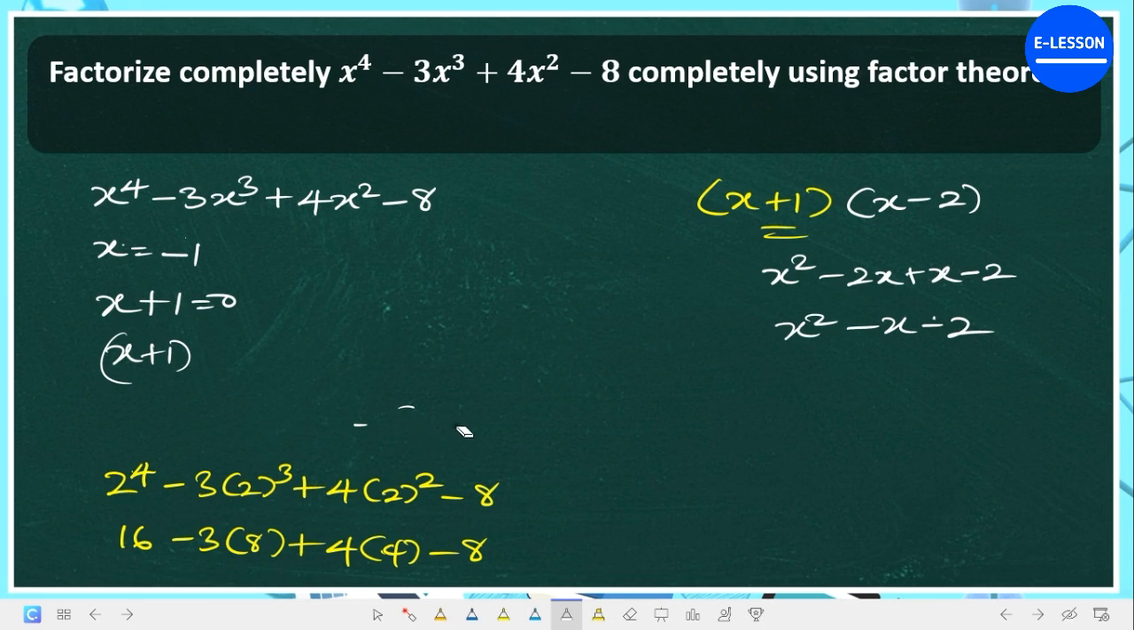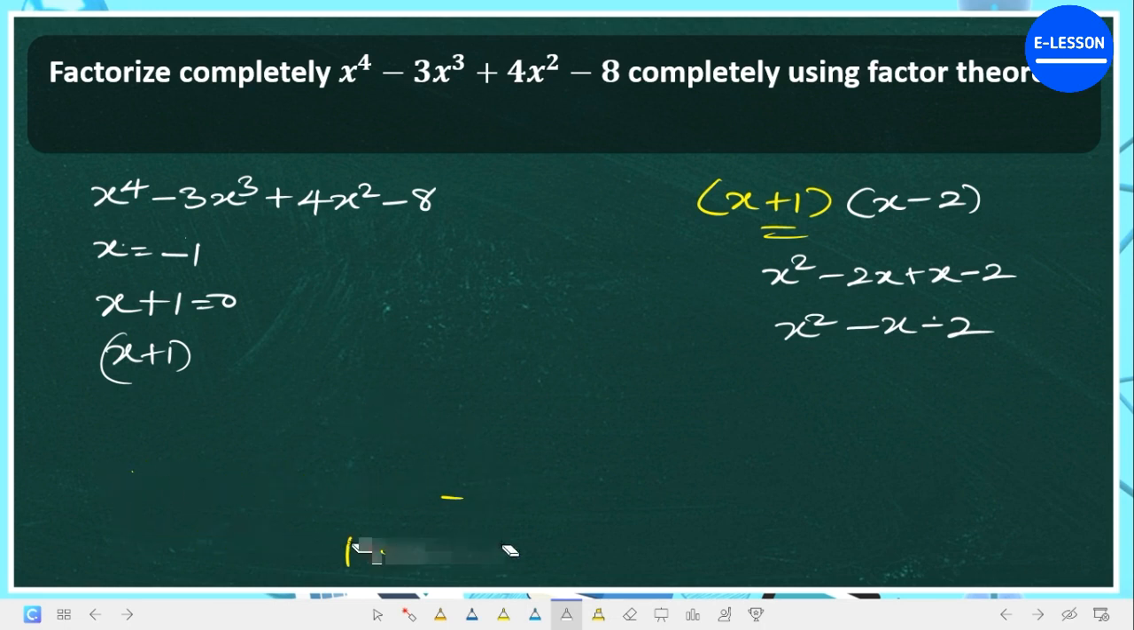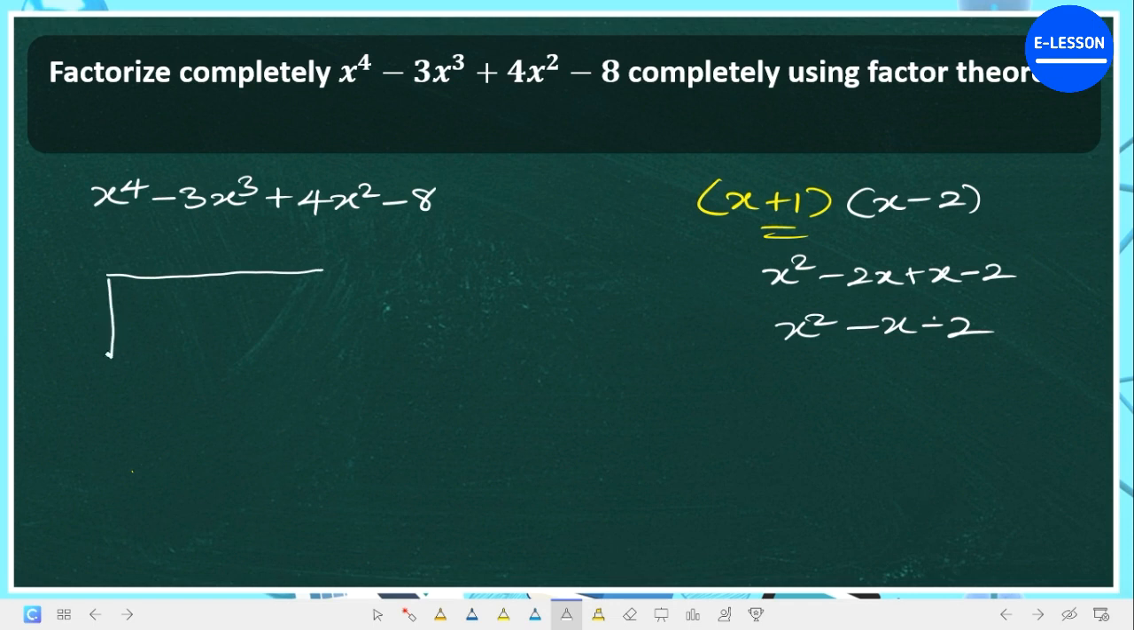Now, what we are going to do is use that expression to divide this using the long division method to get our last factor. We are trying to use the factor theorem. This is how the factor theorem works. Okay? So, let's divide this. You have this. What do we have there? x squared minus x minus 2. Let me write it well. We have x squared minus x minus 2.